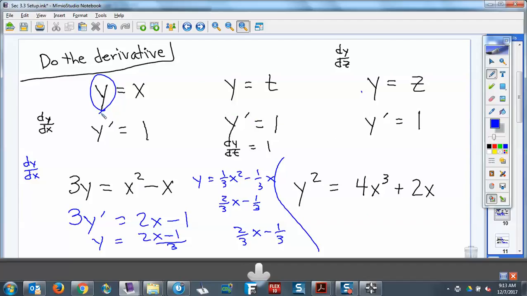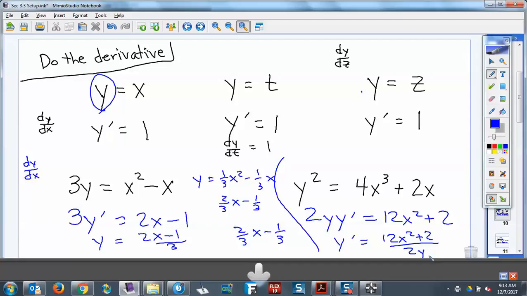So, back to this problem. So this would be 2y, y prime, and then what about over here? You just do the normal derivative with respect to x. So this would be 12x squared plus 2. But then what do we want to end up with in our answer? y prime. So we need to divide by 2y. So we get y prime equals 12x squared plus 2 over 2y. Now here you should take out a 2 and cancel because you could. You took out a 2 on the top, you could cancel the 2's.